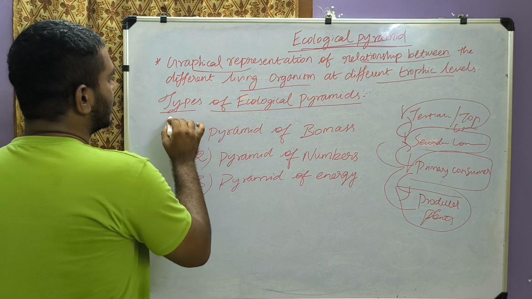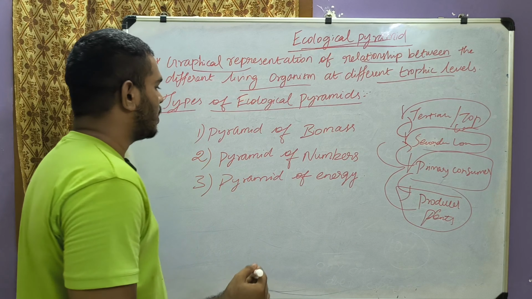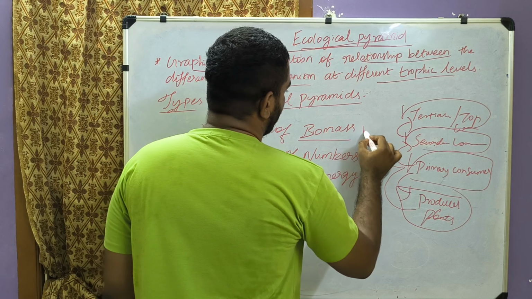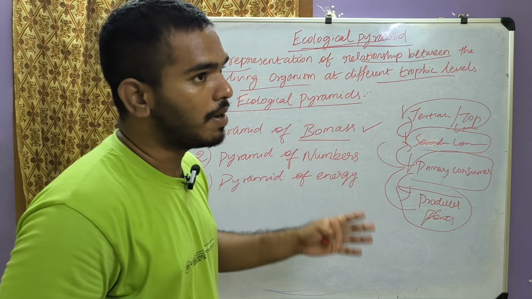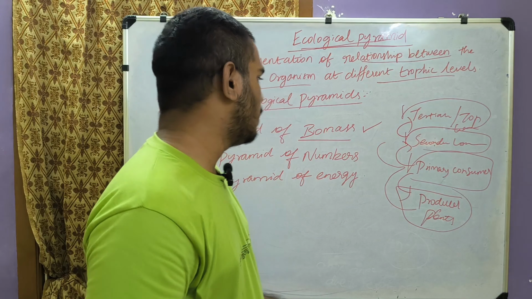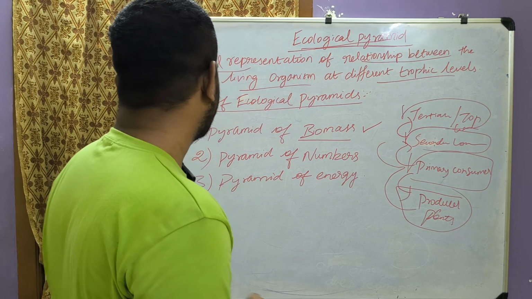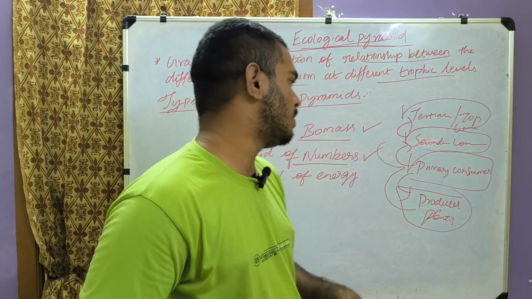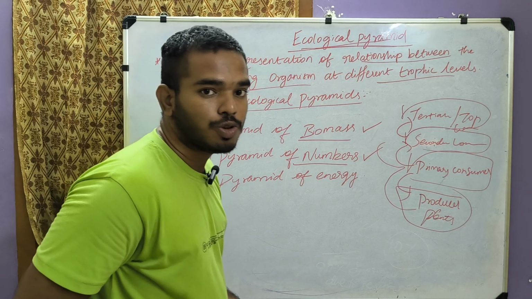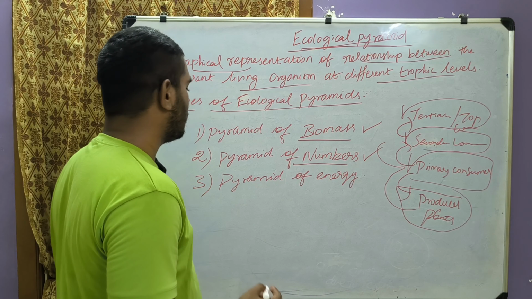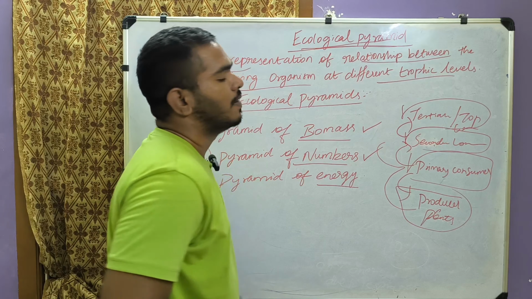Basically there are three types of ecological pyramids. One is the pyramid of biomass. Biomass is nothing but weight, the total mass. The second one is the pyramid of numbers. Numbers means the population strength, how many individuals there are. The third one is the pyramid of energy.